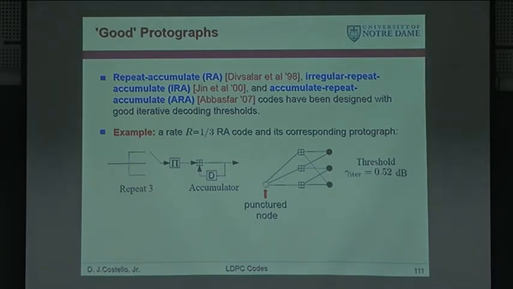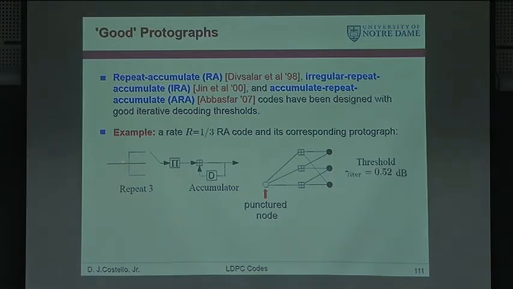The repeat accumulate code, when we talk about low density parity check codes, we're talking about defining the code based on the H matrix. Here, this is the repeat accumulate encoder. So the repeat accumulate code is actually defined in terms of the encoder.